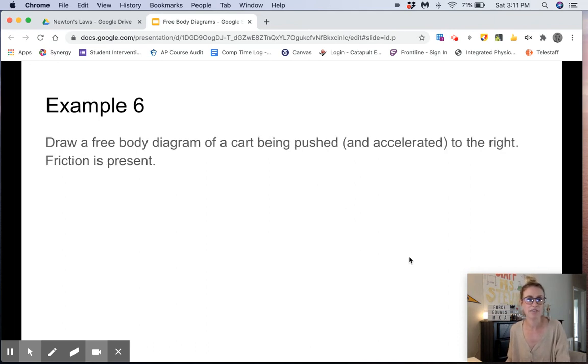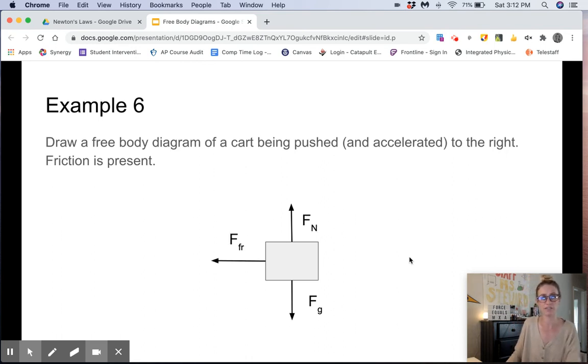Example number 6, I have a free body diagram of a cart being pushed and accelerated to the right with friction present. So here's my cart. Again, it is on the earth, so I have the force of gravity down. It is resting on the ground there, so I have the normal force up. It's being pushed to the right, so I have an applied force to the right, but I also know that friction is present. So I'm going to draw that friction vector in first.